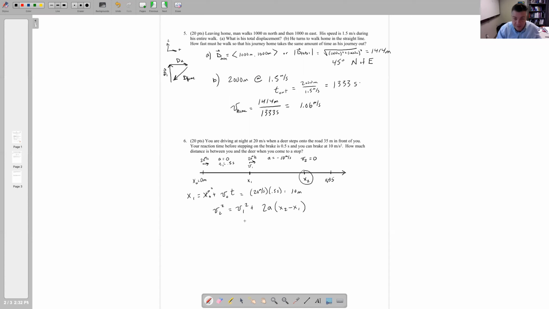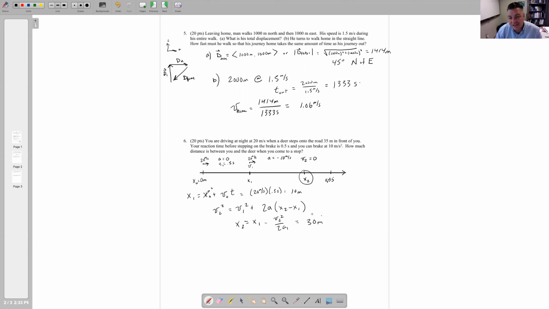I'll skip some. If you want to see the algebra, it's in my solutions. X2 is going to be X1 minus V2 squared over 2A1. Comes out to 30 meters. It's fine. Sorry, I was counting signs, and it actually does work out.